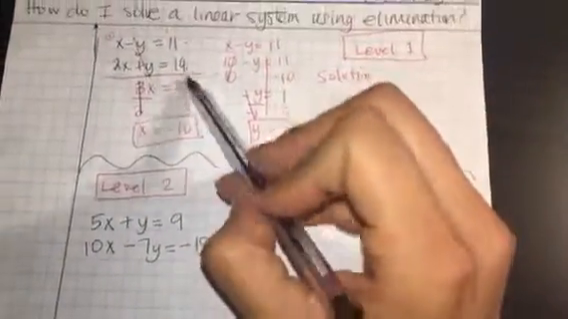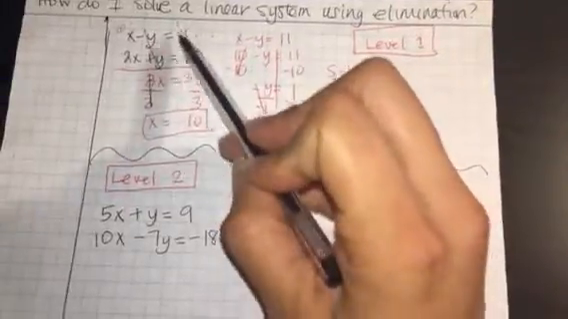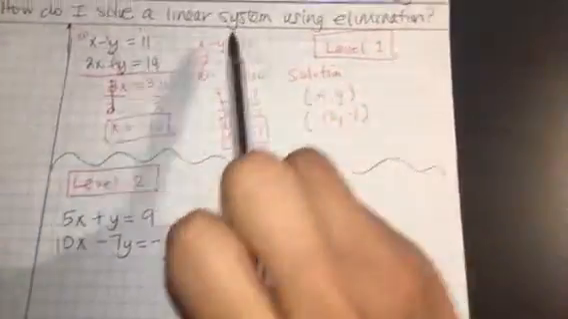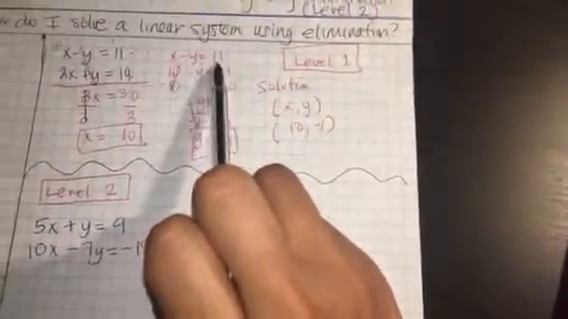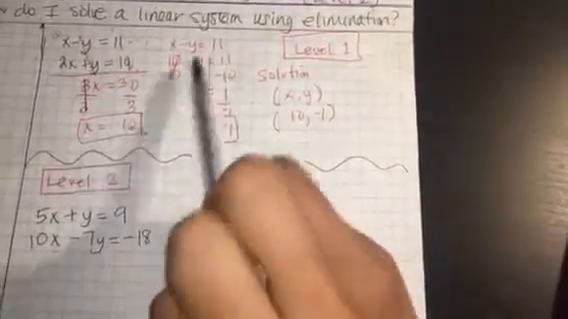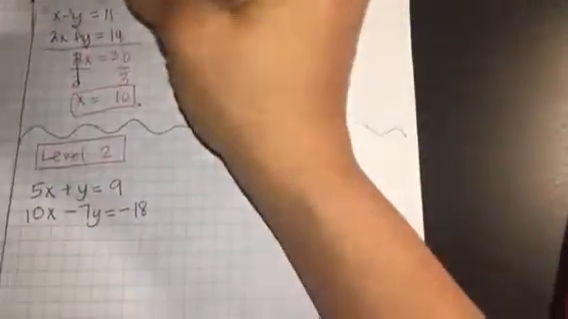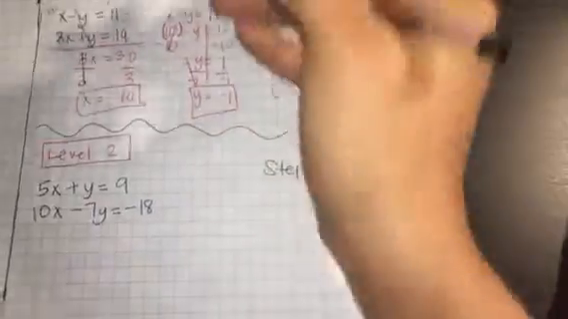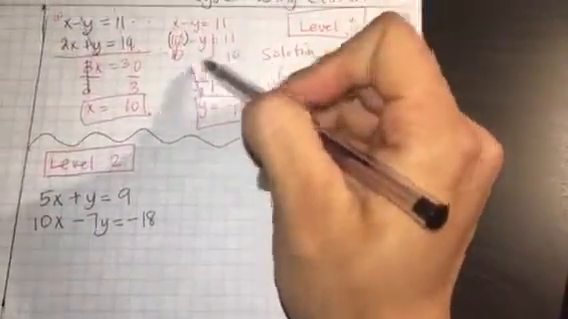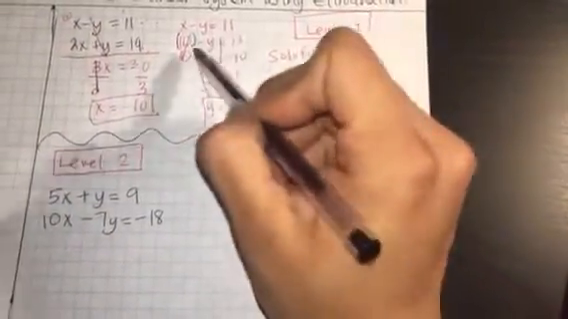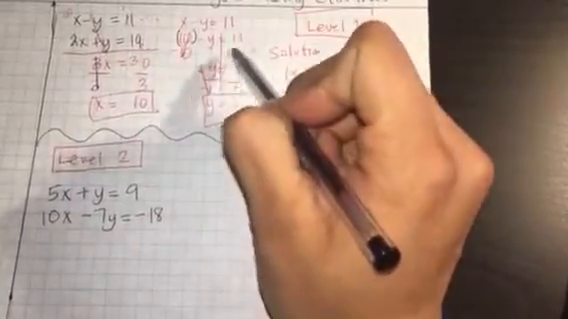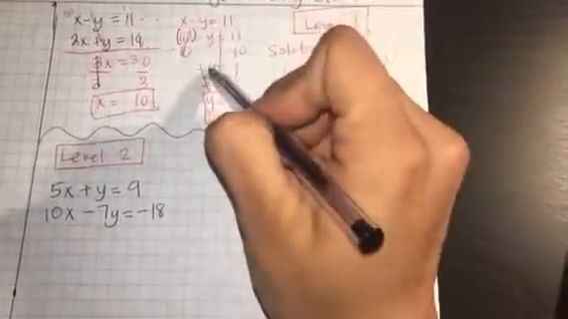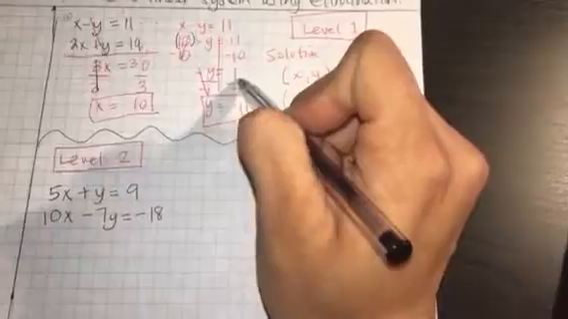Once you have x, you can plug it into any equation. Doesn't matter which one. I chose this one, and I got x minus y is equal to 11. Instead of the x, I put a 10. 10 minus y is equal to 11. So I drew my wall. Subtract 10 on both sides. That cancels. Negative y is equal to 1.